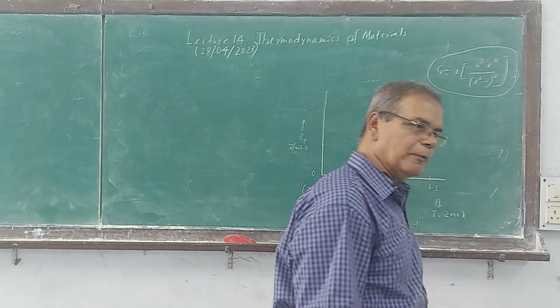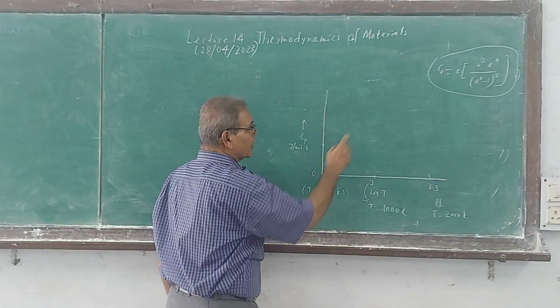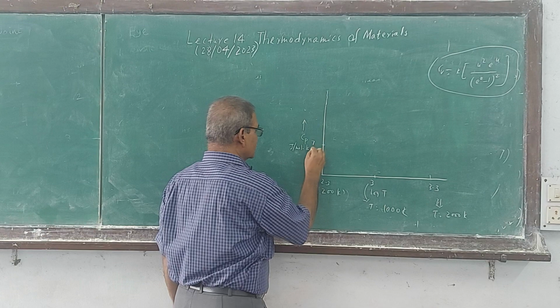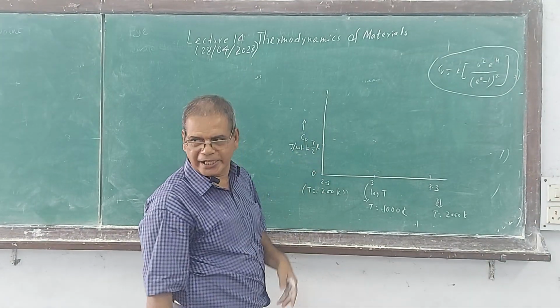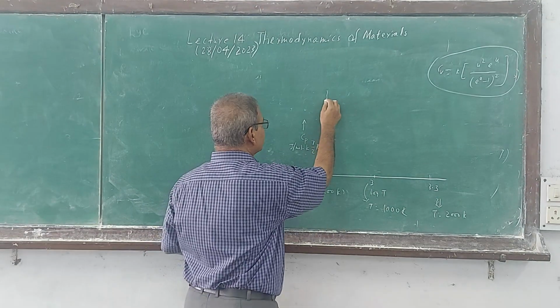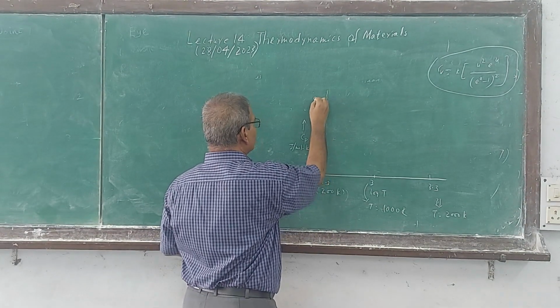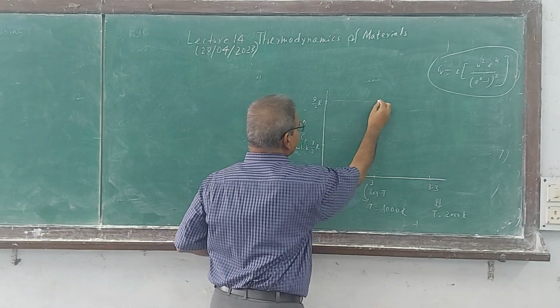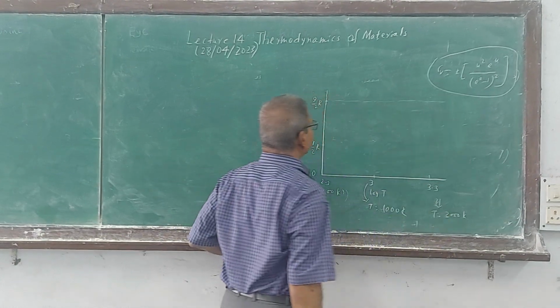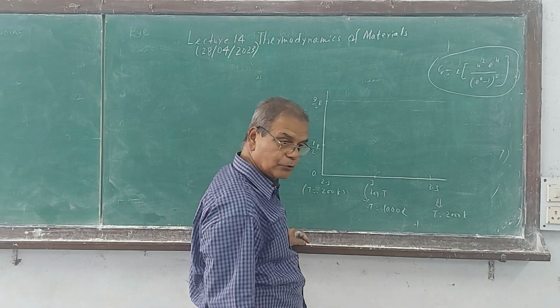7 by 2 R means, I am writing 7 by 2 R, you know what is the meaning of this? This is 7 by 2 R. If in calories, then 7 calories or 28 joules, okay? And this is your 9 by 2 R. This is a scale. Bromine is what? 9 by 2 R, okay?